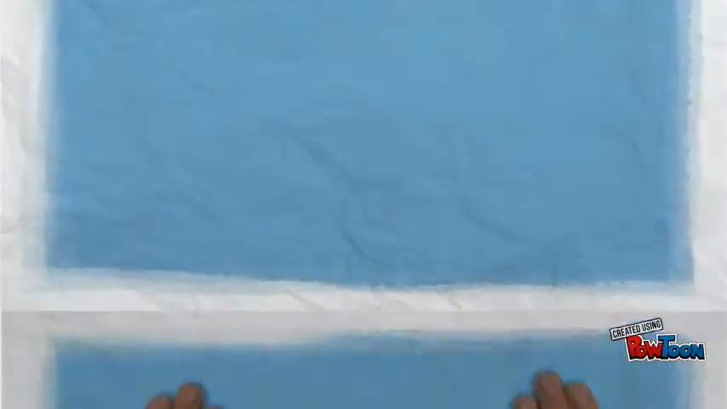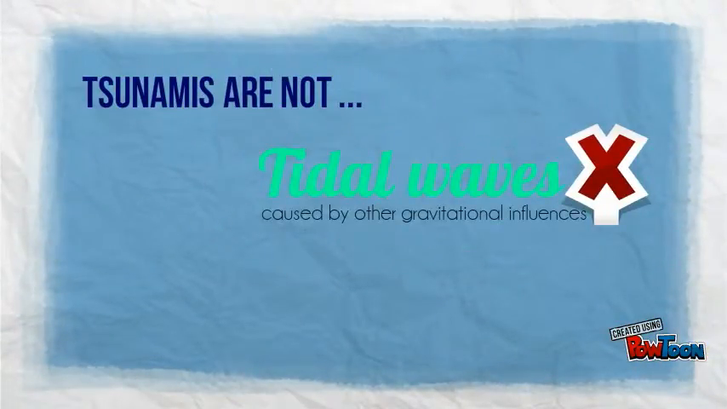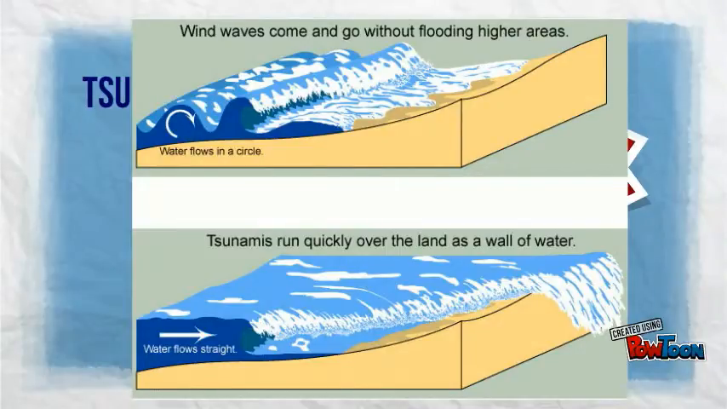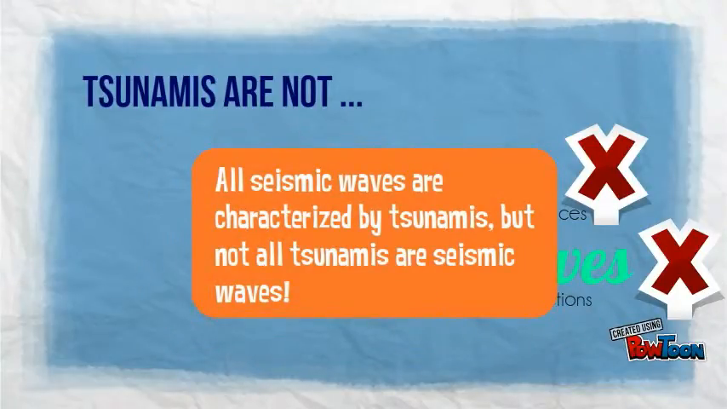Don't get the word tsunami confused with other terms though. Tides are caused by gravitational influences such as other planets, the moon, or the sun. Tsunamis, on the other hand, are often generated by earthquakes, landslides, volcanic eruptions, or even meteorite impacts. Seismic waves often are caused by earthquake-related reactions. Tsunamis, although they can be generated by earthquakes, can also be caused by other disturbances as well. All seismic waves are tsunamis, but not all tsunamis are seismic waves.